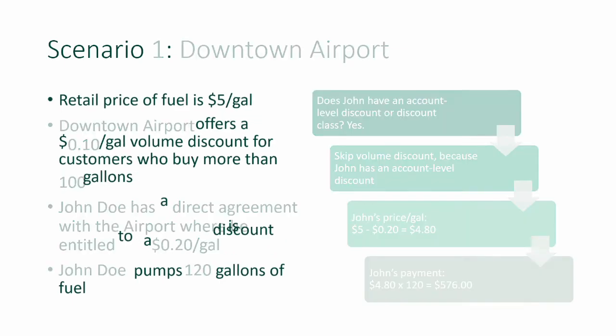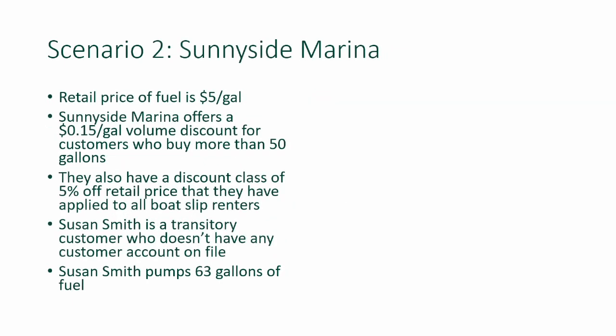We then determine what his price per gallon is and what his payment is. Let's look at a different scenario. Sunnyside Marina. The price of fuel is still $5 per gallon for customers. This site offers a 15-cent per gallon discount for customers who buy more than 50 gallons at a time. They also have a discount class of 5% off of the retail price for their boat slip renters.